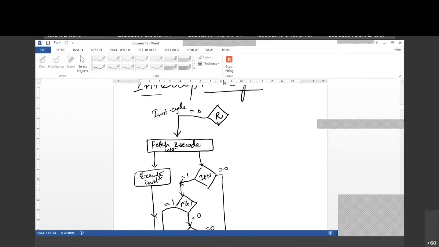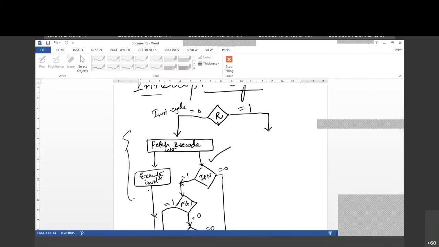This was what? When R is 0, this is my normal instruction cycle. Again, during my normal instruction cycle, if during the fetch and decode phase or any other phase, an interrupt has occurred, what to do? At this point of time, our R would be set to 1. Now, when R is not 0 and R is 1, it means an interrupt has occurred.